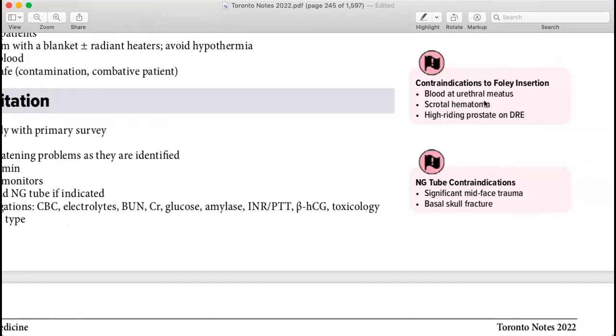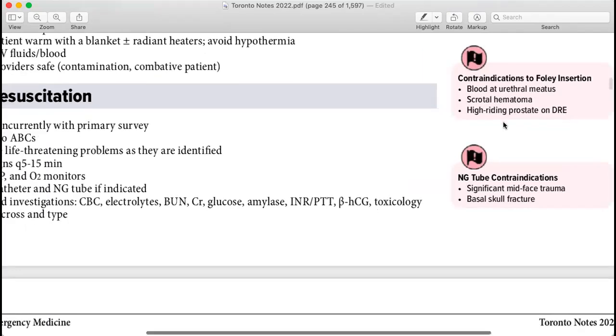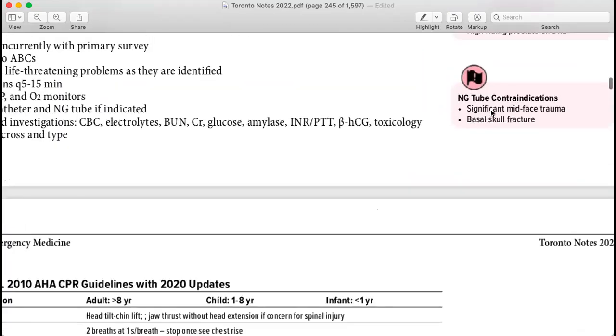Blood at the urethral meatus. In emergency medicine, all the sidebars are very, very important. Even in general surgery and thoracic surgery, all the sidebars are important. Please give them a read. Contraindications to Foley's insertion: blood at the urethral meatus, scrotal hematoma, high riding prostate on the DRE. We are not going to give the Foley's catheter. Then NG contraindication is basically mid-face trauma and basal skull fracture.